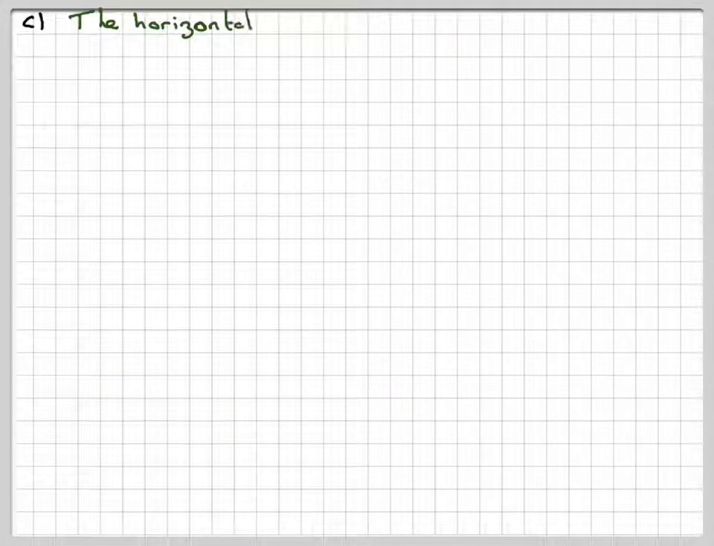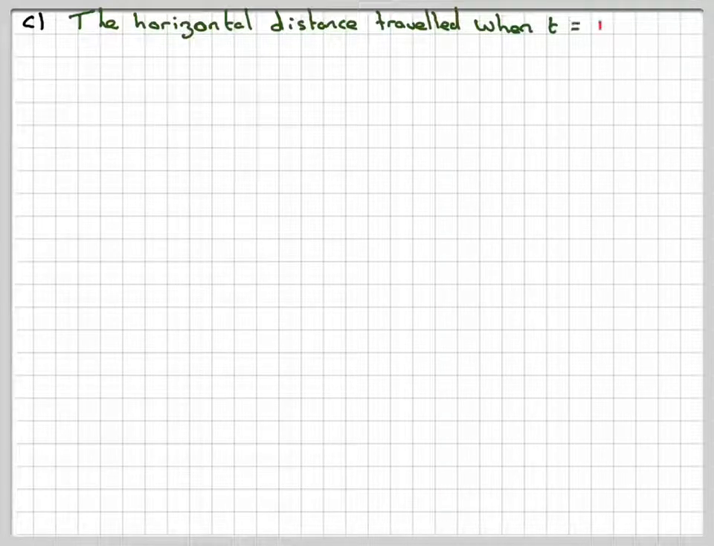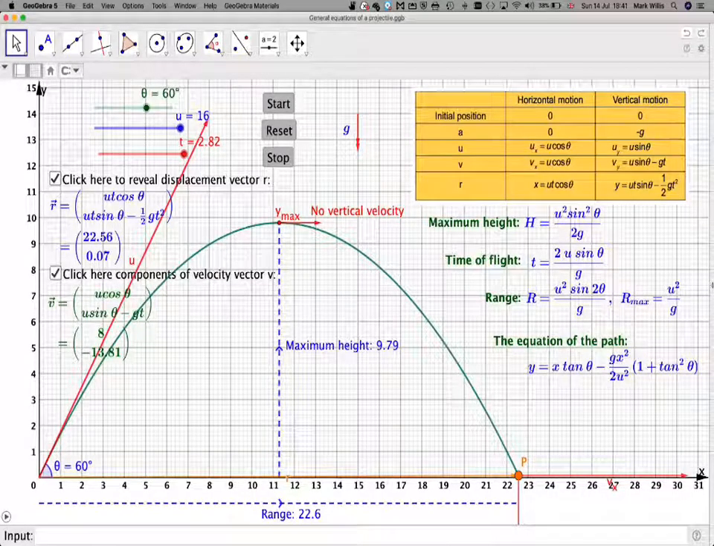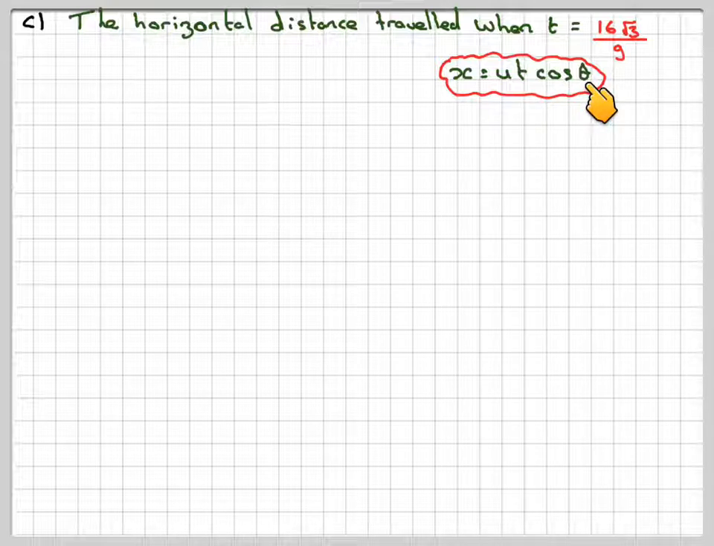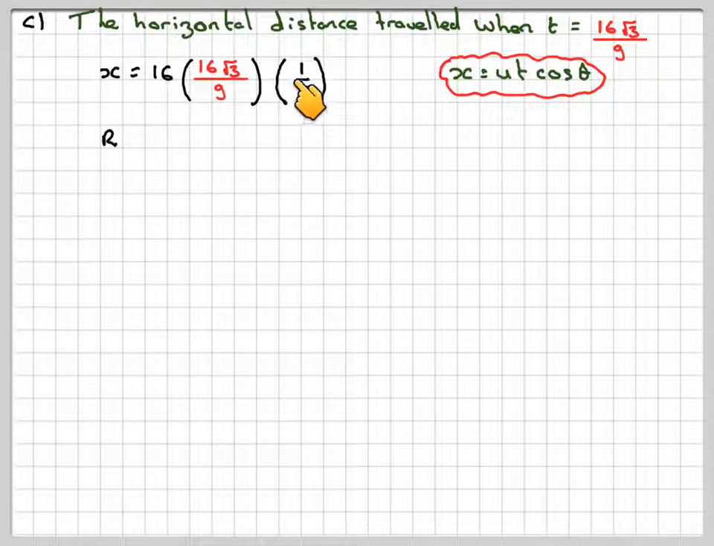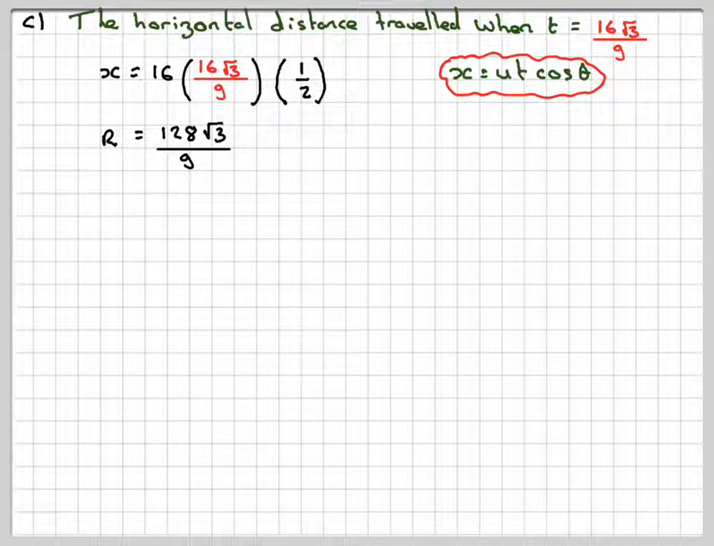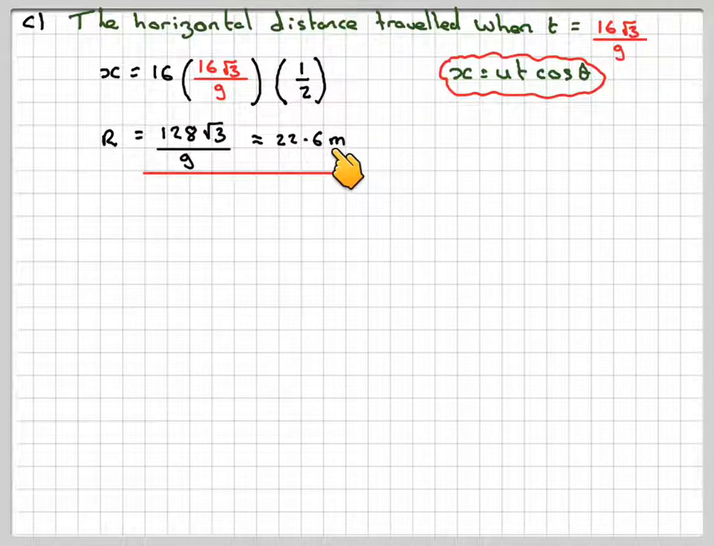Right, we need to now find the horizontal distance travelled, which is the range. So we'll just go back to the diagram a minute. The range is this distance here. That will happen when that time is equal to that. So going back to this, x is equal to ut cos theta, which is the horizontal distance travelled at any point. So that'll be 16 times my time, 16 root 3 over g, times a half. So r will be 128, so that's 16 times 16 divided by 2, which gives me 128 root 3 over g, and that is approximately equal to 22.6 meters.